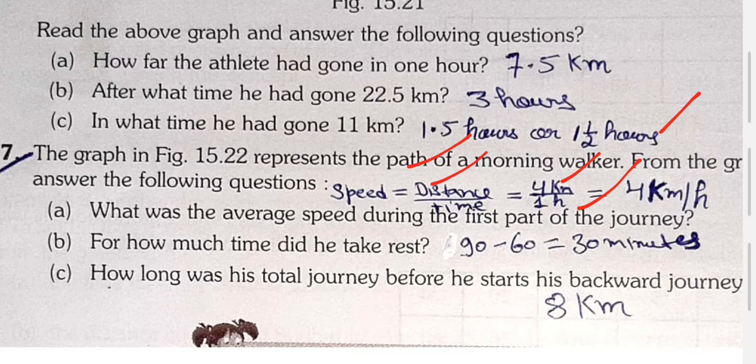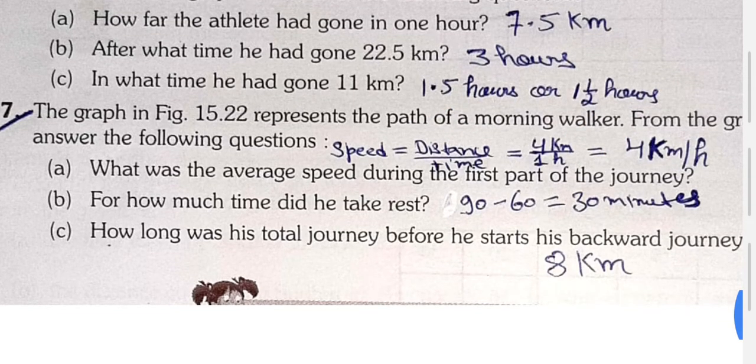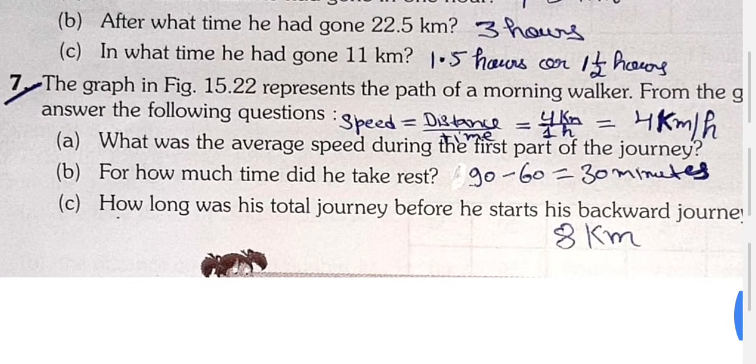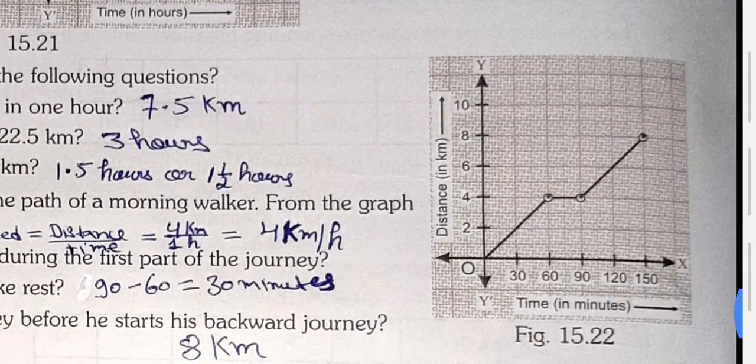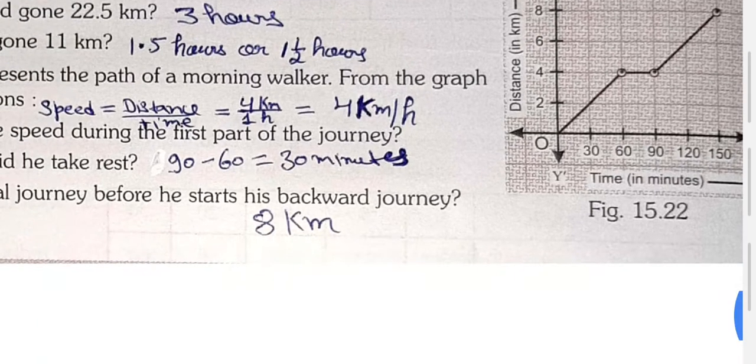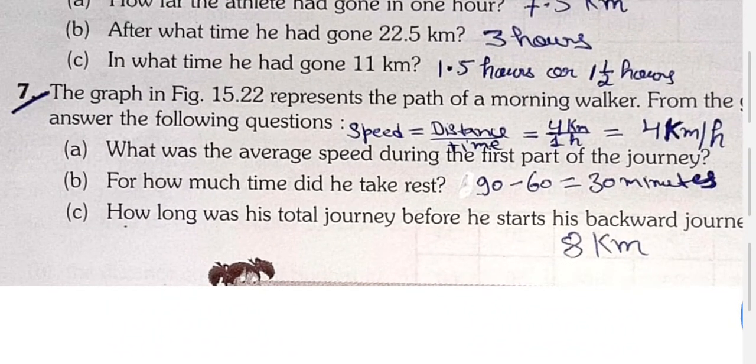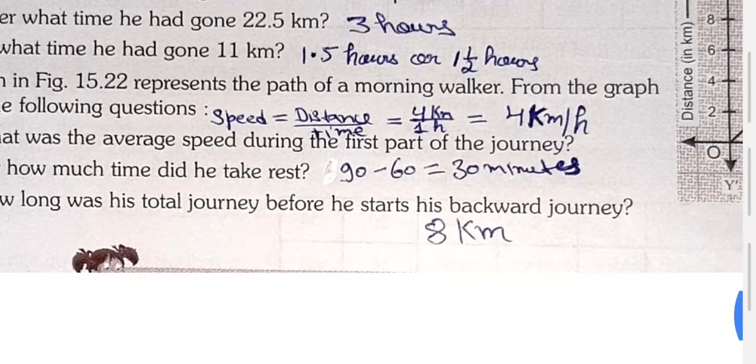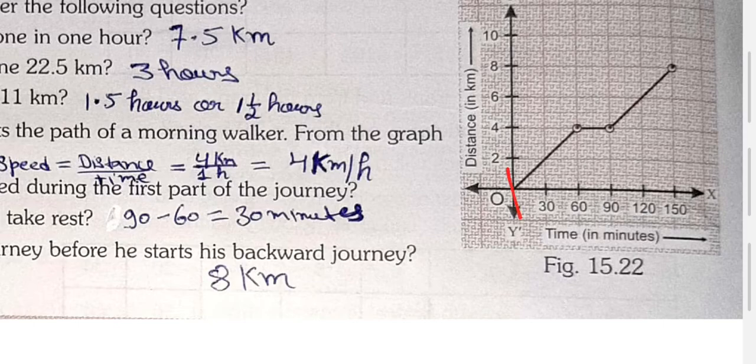Now, the graph in figure 15.22 represents the path of the moving walker. From the graph, answer the following questions. The graph is already given here. Previously we made the graph and answered the question, but in this question the graph is given and we have to give only the answer. Your first question is, what was the average speed during the first part of the journey? This is your first part, this is your second part, and this is your third part.